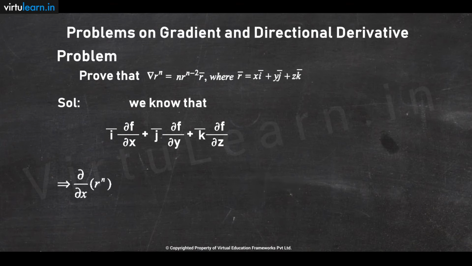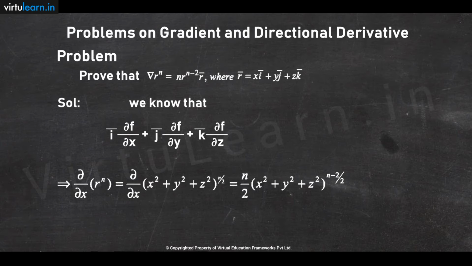Let us consider dou by dou x of r to the power of n. Dou by dou x of r to the power of n means dou by dou x of x square plus y square plus z square to the power of n by 2. Using the fundamental derivative concept, it is n by 2 into x square plus y square plus z square to the power of n minus 2 by 2, of course multiplied by the derivative of the quantity within parenthesis, that is 2x. We can as well see it as n x into r to the power of n minus 2.